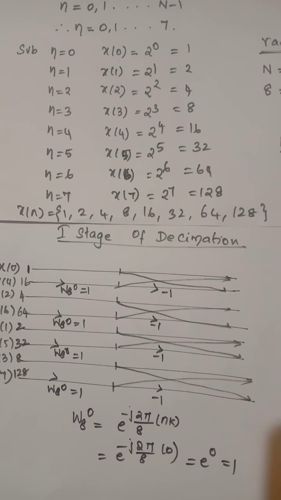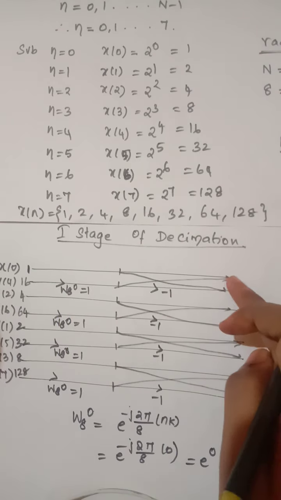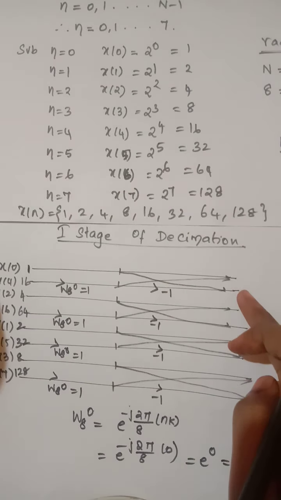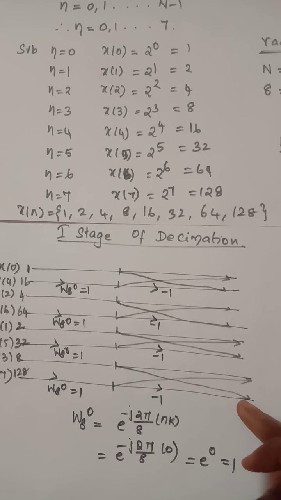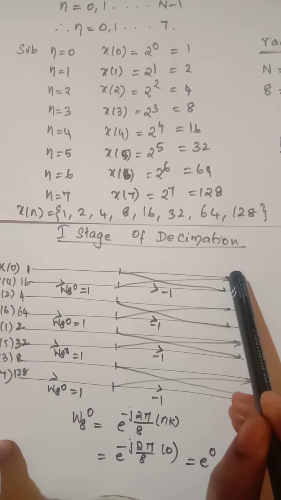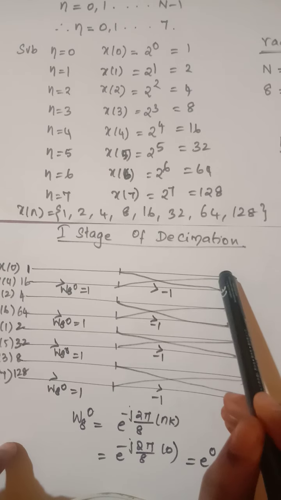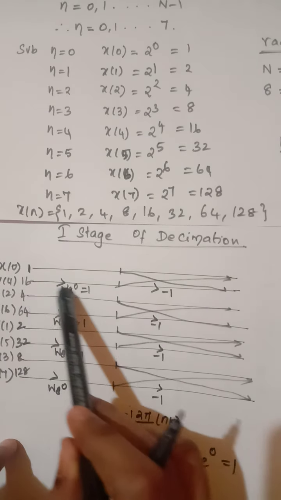So this is about the first stage of decimation. Now what you need to do, after substituting w8 power 0 equal to 1, is compute the output for the first stage. Consider this as the first input sequence. To obtain the output at this point, you have two arrows: one from this sequence, another from this line.